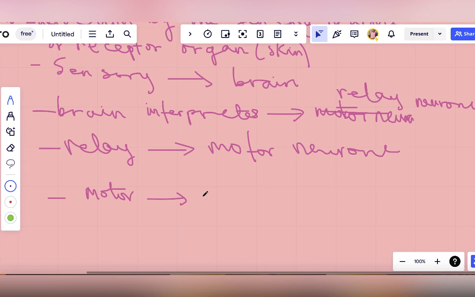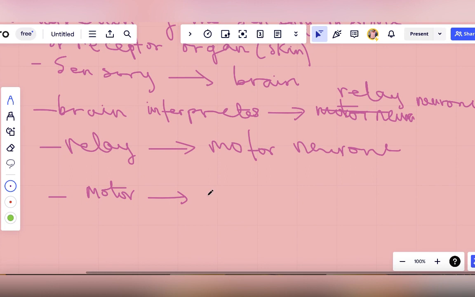So motor to what? The effector. We have the receptor, we have the effector. The effector is the one that will eventually tell you what has happened. The effector organ, which is the skin. Effector organ. So if you can get at all these points, then you will get your desired mark.